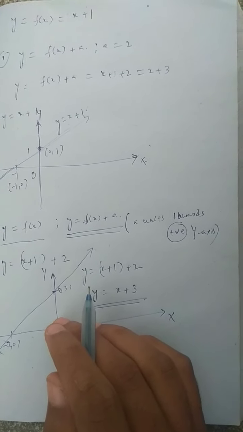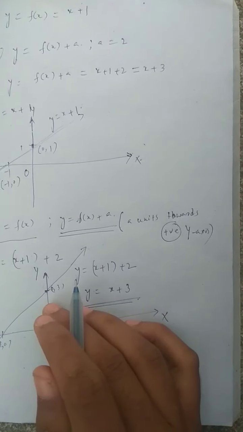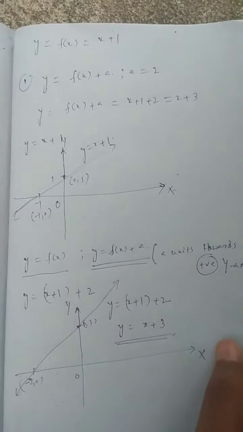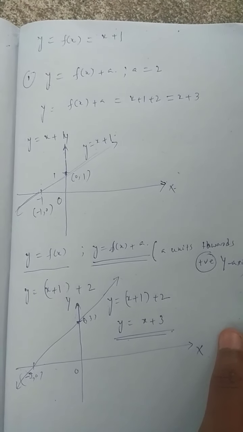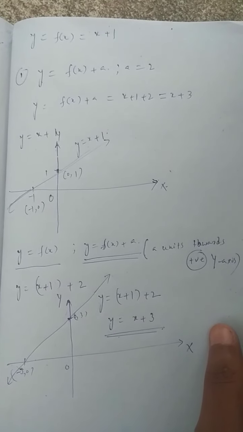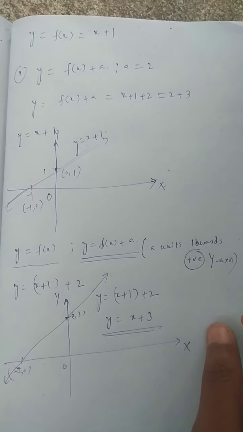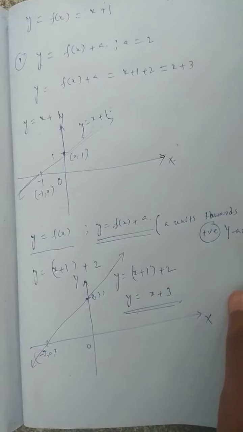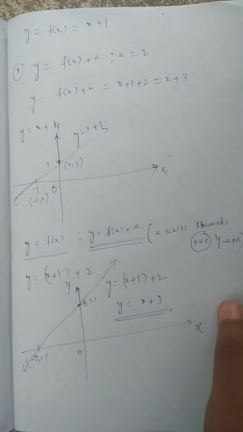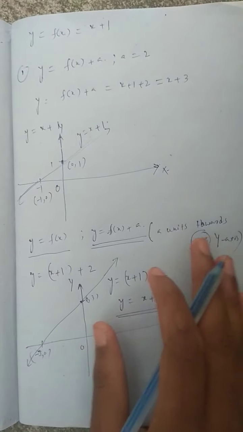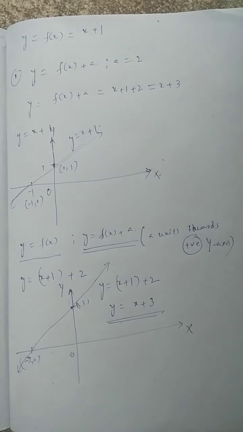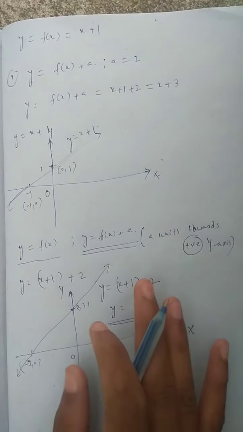So that's how to transform y equal to f of x to y equal to f of x plus a. It means we have to shift the graph a units along the y-axis to obtain y equal to f of x plus a. By solving some more examples, you can understand. We will solve examples at the end of the video.